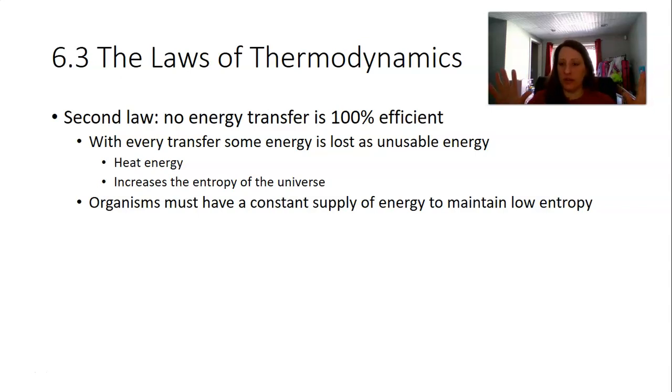So what do you need to know here? You need to know that the first law states that energy is not created nor is it destroyed, instead it is transferred and transformed. Living organisms need a constant supply of energy in order to maintain homeostasis. The second law states that no energy transfer or transformation is 100% efficient, and that some of that energy will be lost as heat.